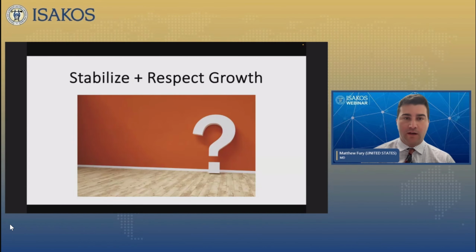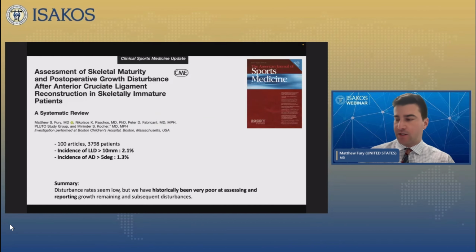So really the important goal of treating pediatric ACL injuries is how do we stabilize the young knee while respecting the growth potential? And so we performed a systematic review a couple of years ago, which was the largest systematic review in the literature. We're looking at 100 articles. We wanted to assess the rates of postoperative growth disturbance, whether that's leg length discrepancy or angular deformity. And also we wanted to look at how we've historically assessed growth remaining and postoperative growth disturbances in the literature.